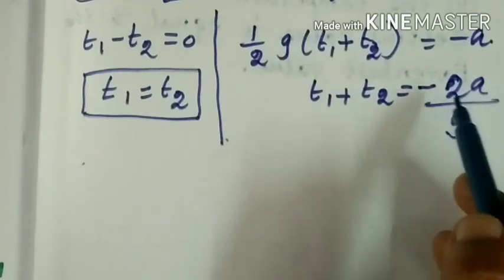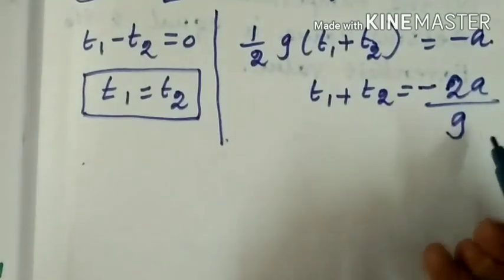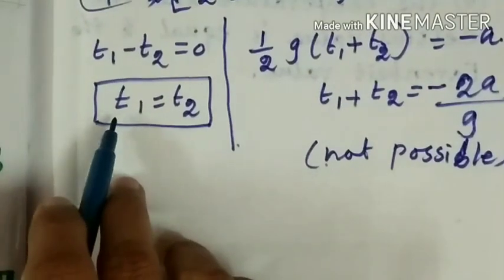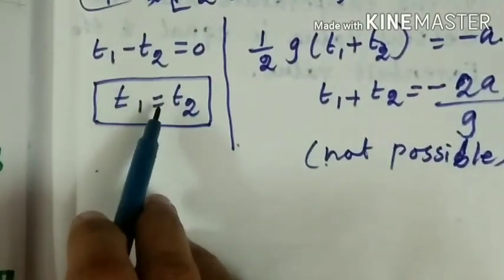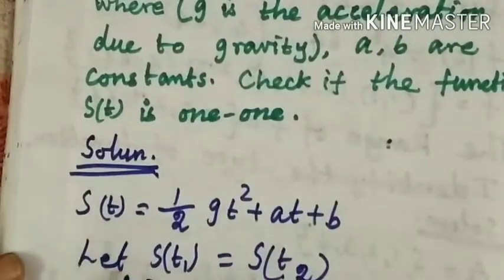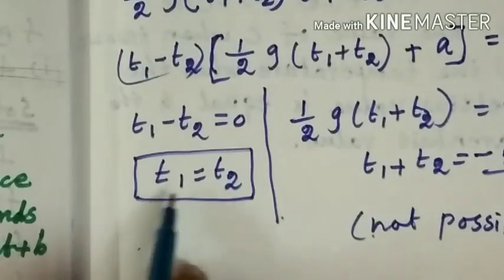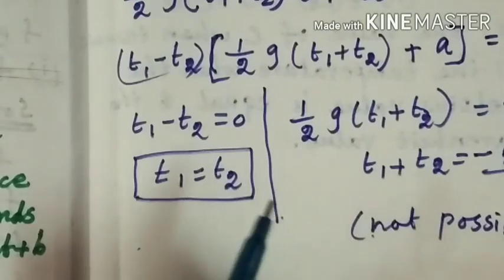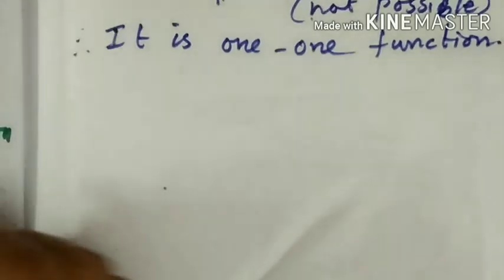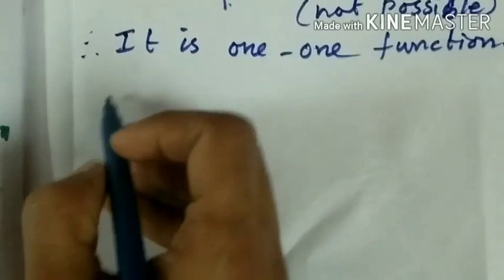Here the negative value is not possible for acceleration due to gravity. So this answer is not possible. So now you take this answer alone, t1 equal to t2. By the definition, s of t1 equal to s of t2 implies t1 equal to t2. Therefore, it is a 1-1 function. For better understanding, I will teach another method also.